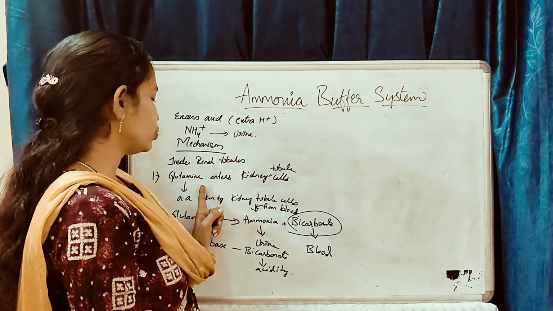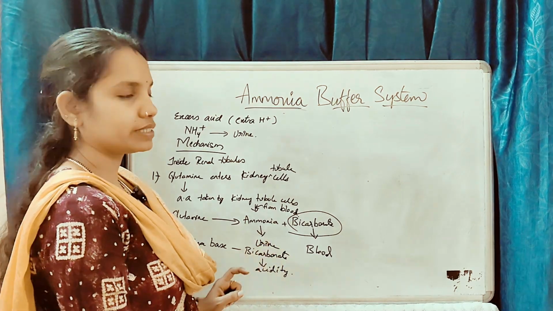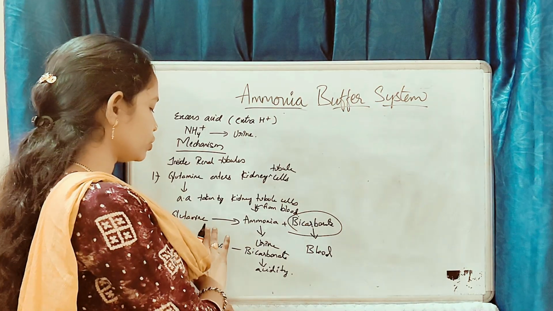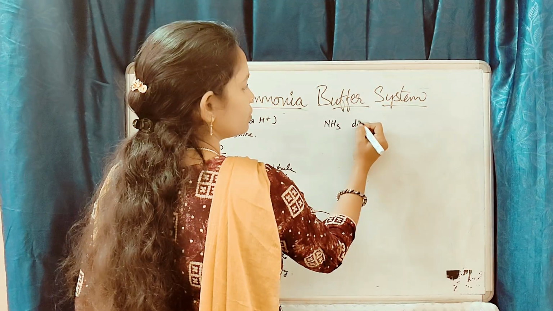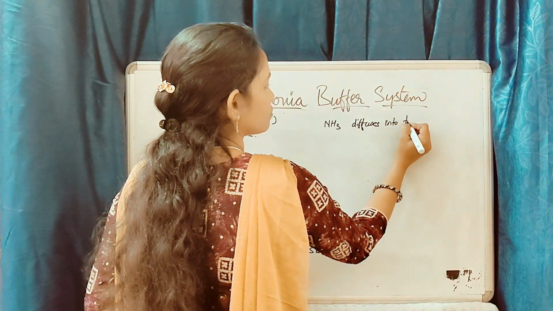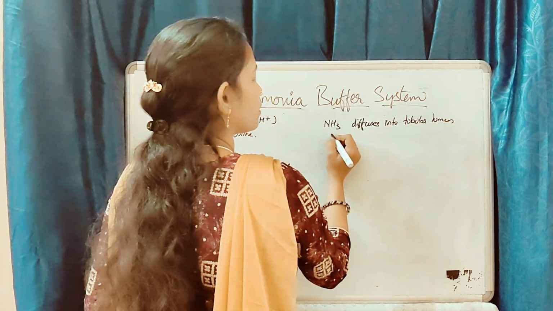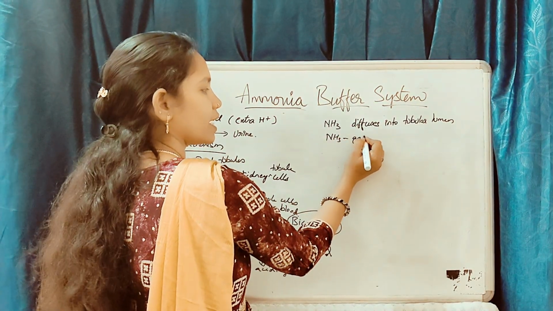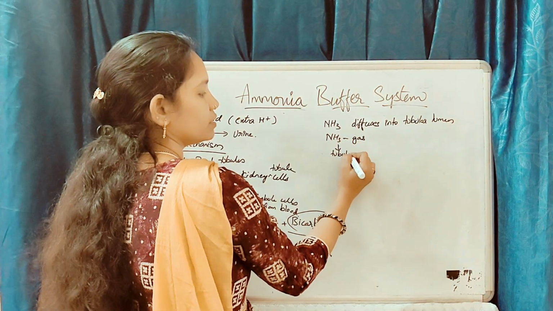First, we have seen that glutamine will convert into ammonia and bicarbonate. This is the first step. Second, the ammonia which has been produced from the glutamine. Now, this ammonia will diffuse into the tubular lumen. Right? So here ammonia, being a gas, easily diffuses into the tubular lumen. Is it?